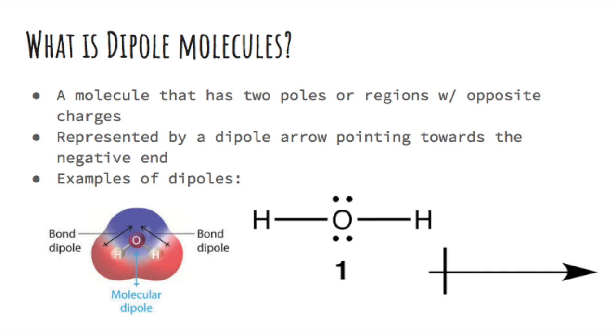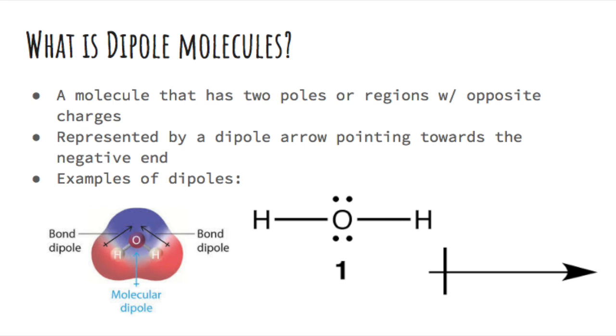Hey, Jess is here. So, what is a dipole molecule? A dipole is a molecule that has two poles or regions with opposite charges. Basically, a dipole is a molecule in which a concentration of a positive charge is separated from a concentration of a negative charge. It usually refers to the separation of charges within a molecule between two covalently bonded atoms or atoms that share an ionic bond. For example, water.